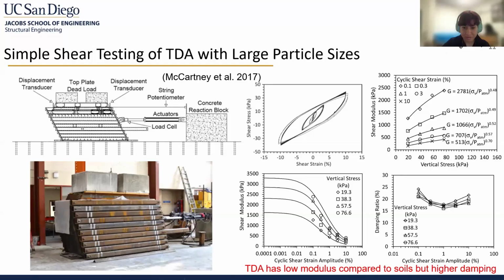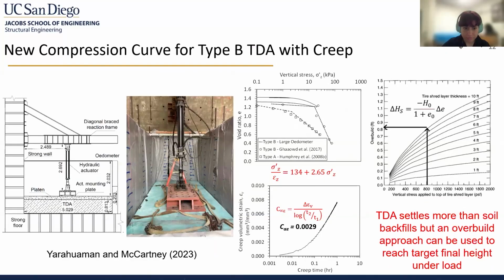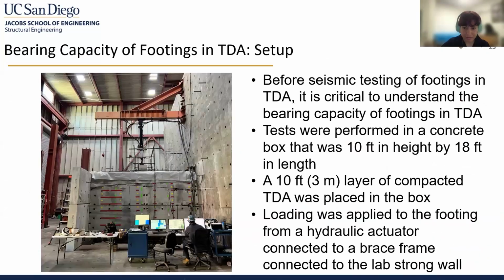Next slide, please. Looking at a new compression curve for type B TDA with creep from shallow footing bearing tests, it is important to note that TDA settles more than soil backfills, but an overbuild approach can be used to reach target final height under load. And then just some more important figures that relate to this testing. Next slide, please.